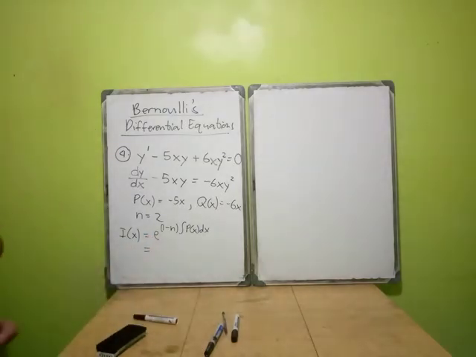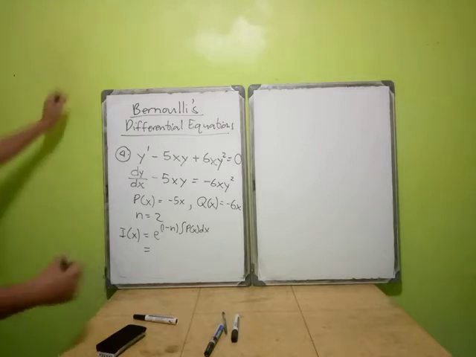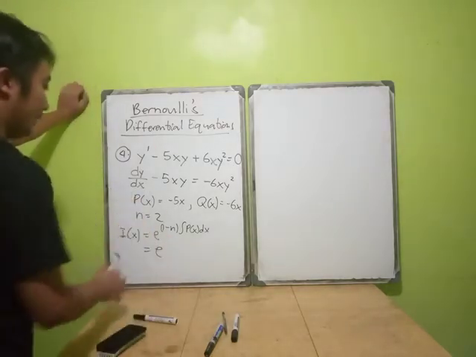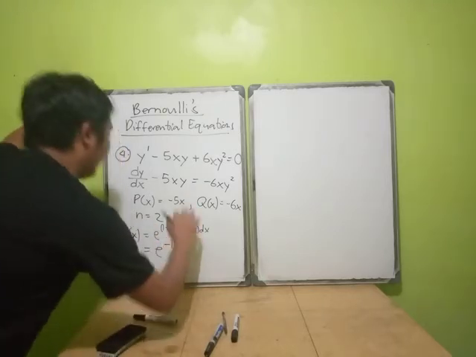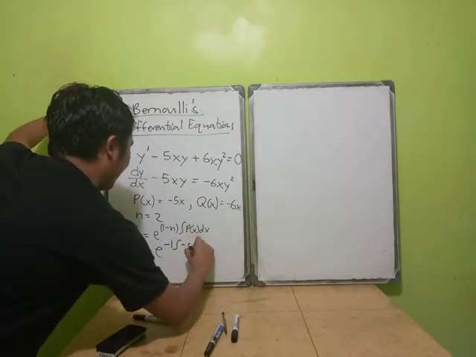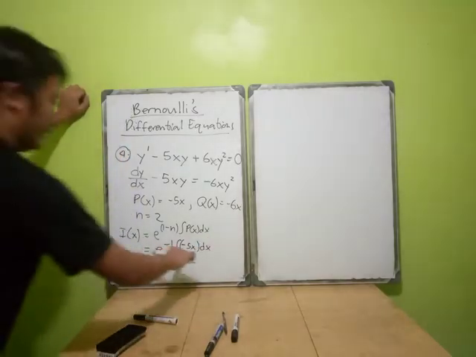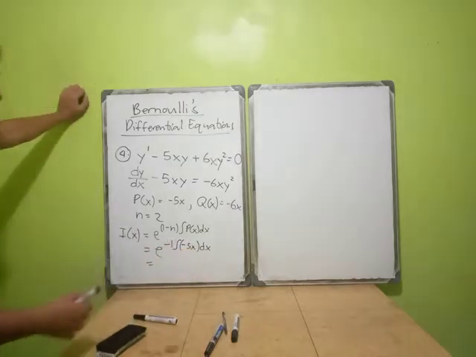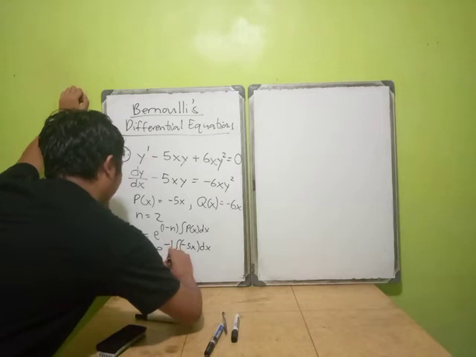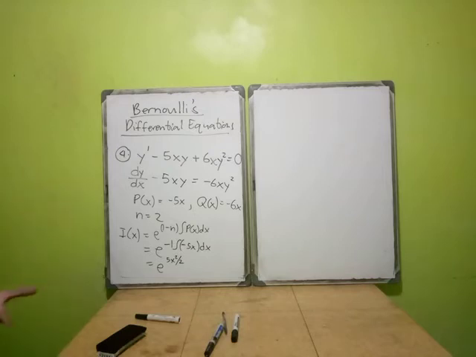So, yan yung formula. Sinulat ko para, okay? So, I hope, if nahirapan kayo sa first and second video sa pag-intindi, in this third video, sana mas magkaroon kayo ng insight. So, yung 1 minus n natin is 1 minus 2, so negative 1 multiplied by negative 5x dx. So from that, negative 5x squared over 2 times negative 1, magiging positive siya. So, e to the power of 5x squared over 2. So, yan yung integrating factor natin.